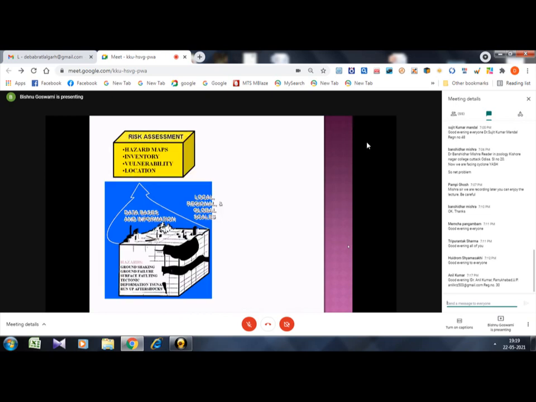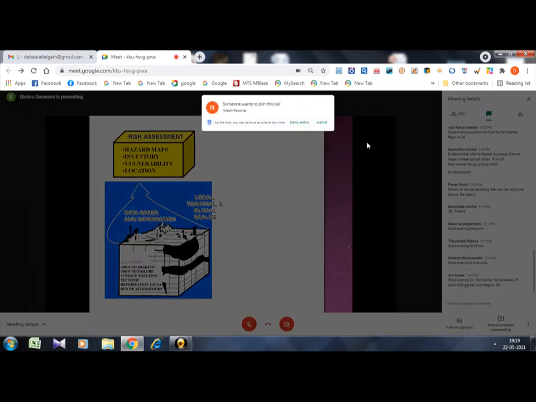For example, during hazards and natural disasters, we can have these databases and information in local, regional, and global scales, and we can have this risk assessed. So risk assessment is not something new. It has been there for many decades, if not centuries. But this risk assessment is getting better with the newer tools of artificial intelligence and improved databases. So risk assessment includes hazard maps, inventory, vulnerability, and location.